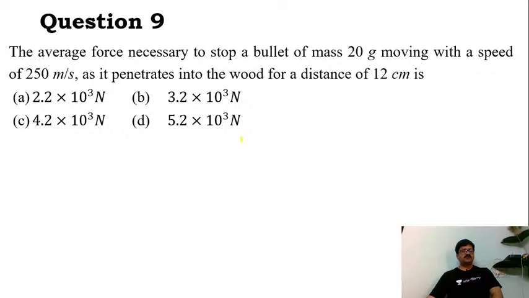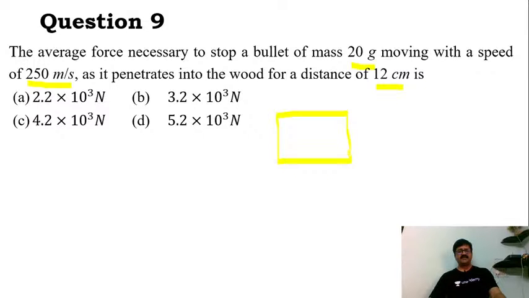Ninth question. The average force necessary to stop a bullet of mass 20 gram moving with a speed of 250 meter per second as it penetrates into the wood for a distance of 12 centimeter is. So we need the average force required to stop the bullet of mass 20 gram moving with a speed of 250 meter per second as it penetrates into the wood for a distance of 12 centimeters. After traveling through a distance of 12 centimeter, the bullet should stop.